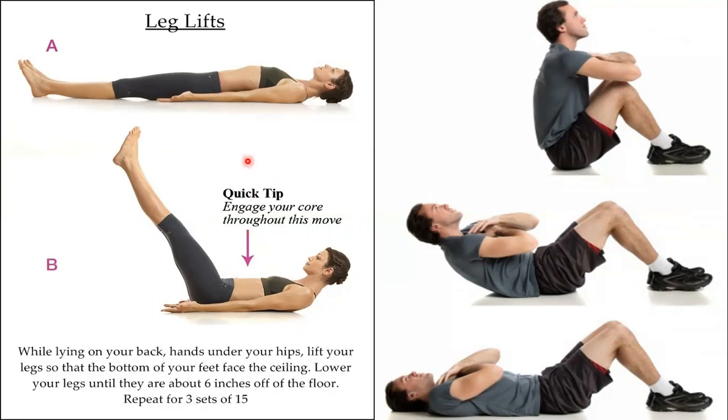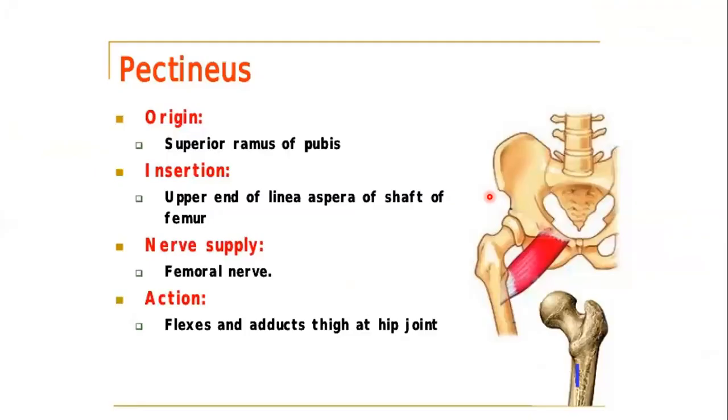The action of the iliopsoas muscle is to flex the thigh upon the trunk when the trunk is fixed. But if the thigh and the legs are fixed, then if this muscle contracts, it will cause flexion of the trunk upon the thigh. So in short, the action of the iliopsoas muscle is to flex the thigh upon the trunk or to flex the trunk upon the thigh.